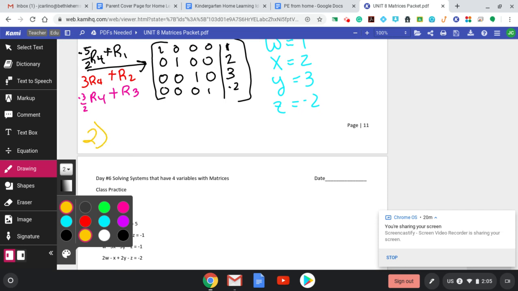Here you go. W equals 0. X equals -3. Y equals 0. And Z equals -3. So that's what you should end up with if you want to go ahead and give it a shot. Hey, if you mess up, who cares? If you want to wait till our Google Meet session to do it, that's fine too.